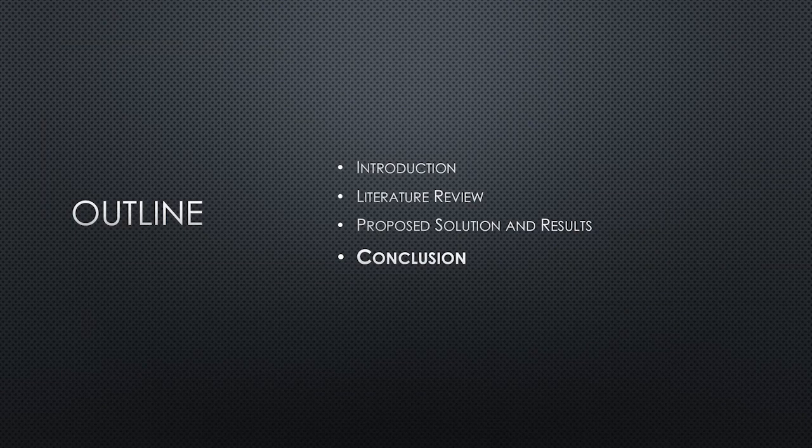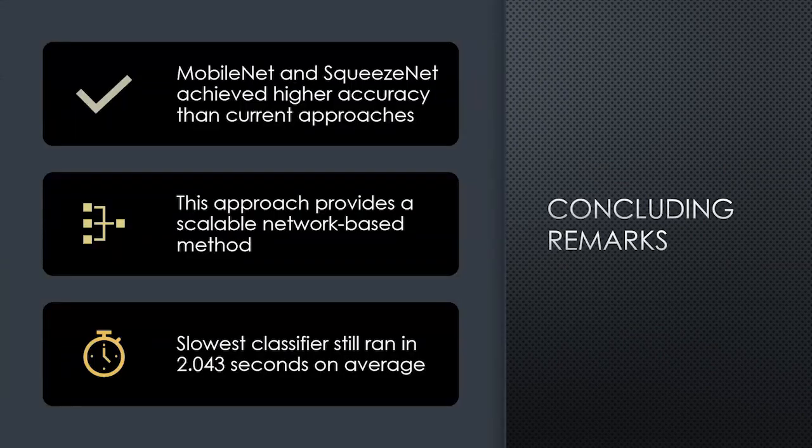Finally, I'd like to end my presentation today by presenting our concluding remarks. Our approach for using SqueezeNet and MobileNet with graphical heat maps achieved a higher detection accuracy than those seen in our literature review. Our approach should remain scalable as it is a network-based detection mechanism and does not require extensive processing per packet or a new model for each network host. Our slowest detectors still ran in about 2 seconds on average, which considering the resource constraints of a Raspberry Pi is a promising benchmark.